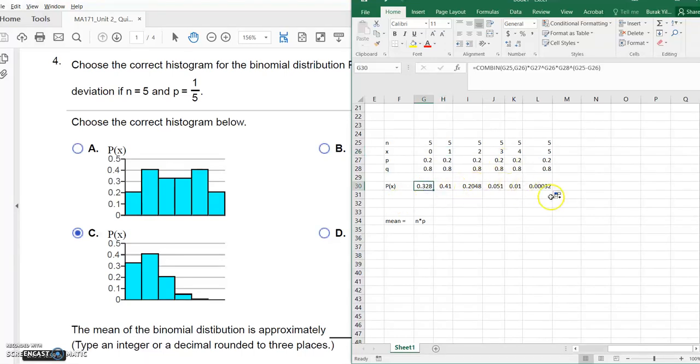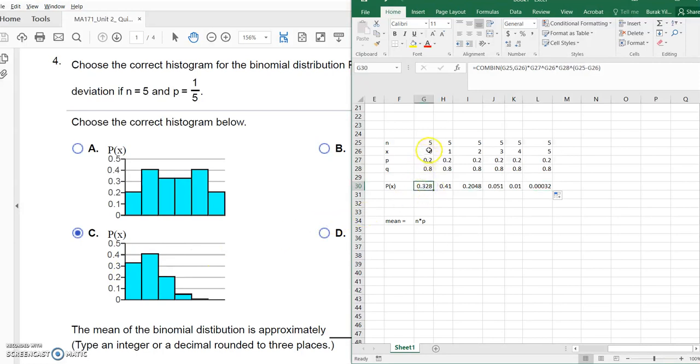So if we drag this across, we're doing the same binomial probability calculation for these different values of x, 0 through 5. Each of these is for x equals 0, 1, 2, 3, 4, and 5. So we can see which of these choices matches, and since the answer is already marked here, we can check if C is correct.